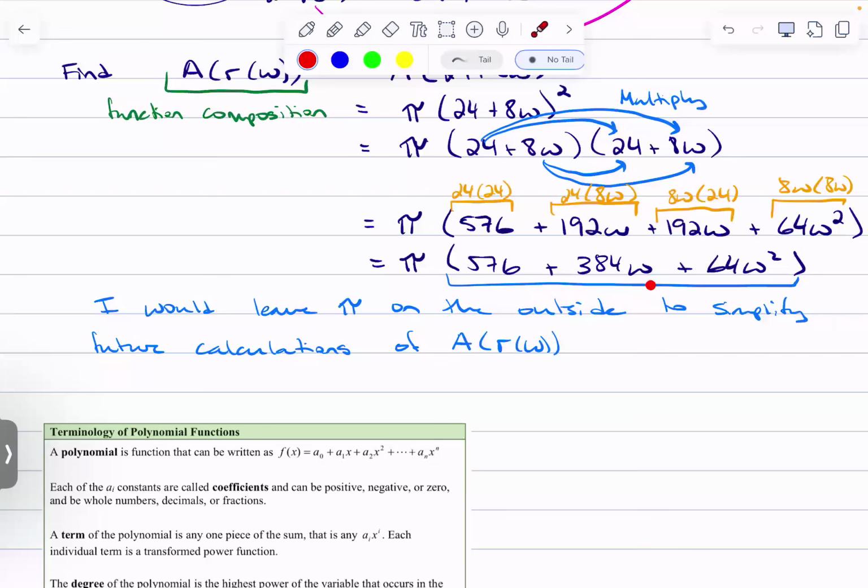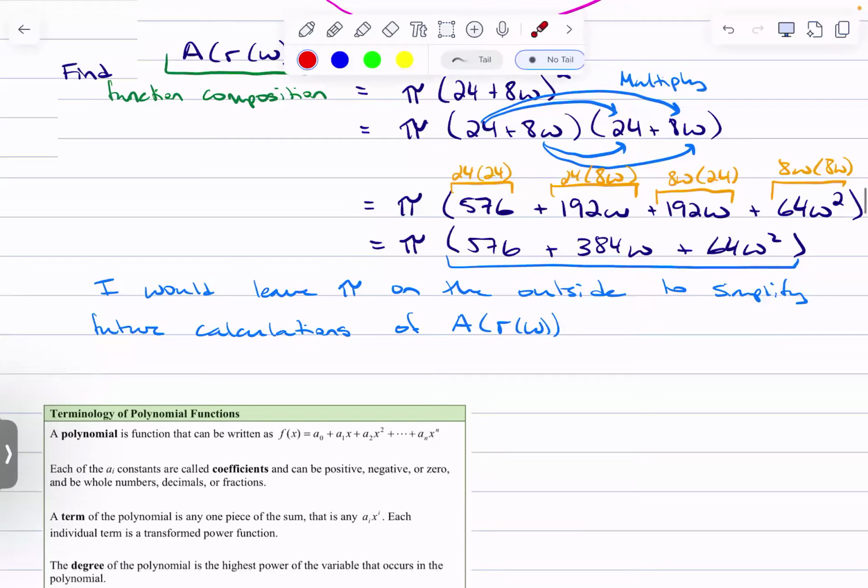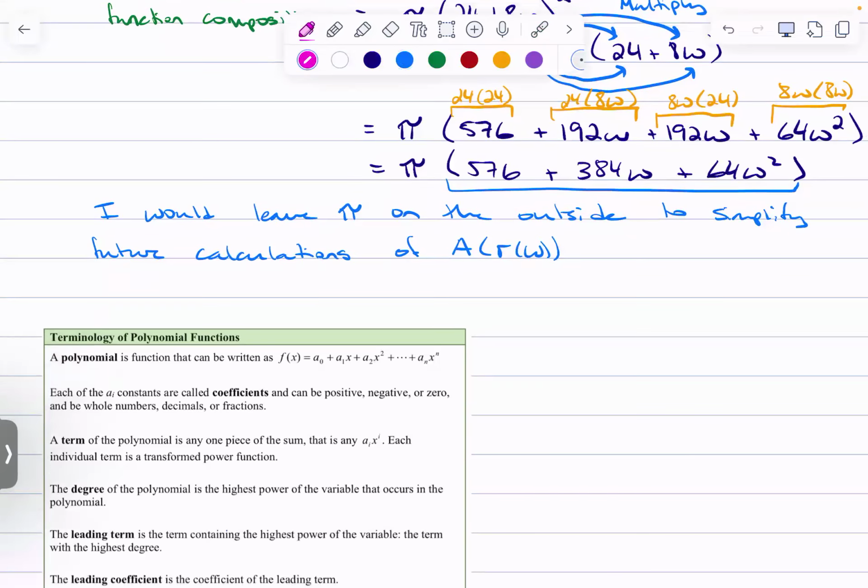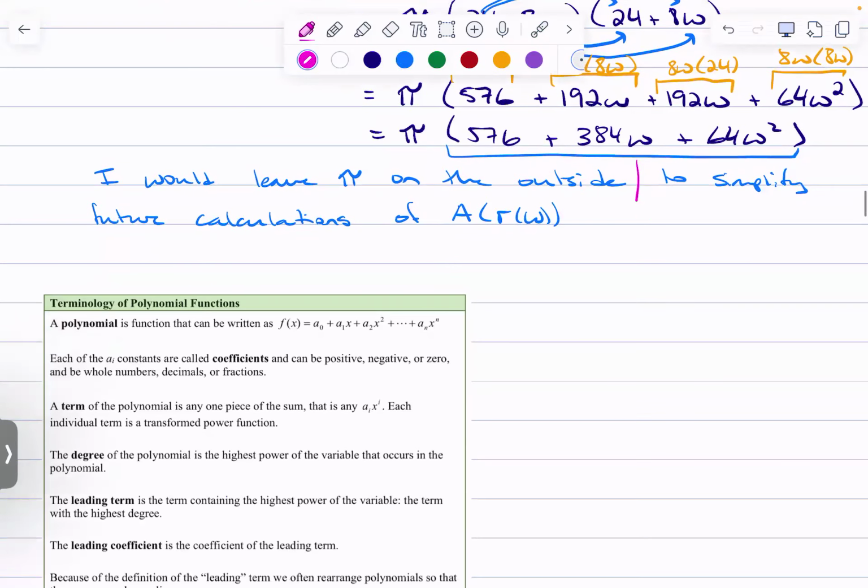Pi is just a number. 576 is just a number. 384 is a number. W is a variable. We're used to seeing x's, but here we have a w. That's okay. And 64 is a number, and w squared is still just a variable squared. So when we have these variables, linked together with sums, we call these polynomials. This is a polynomial.